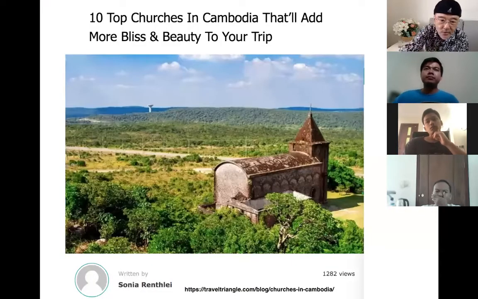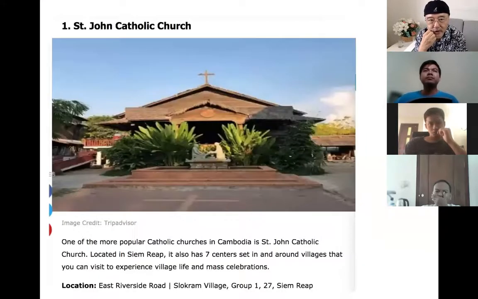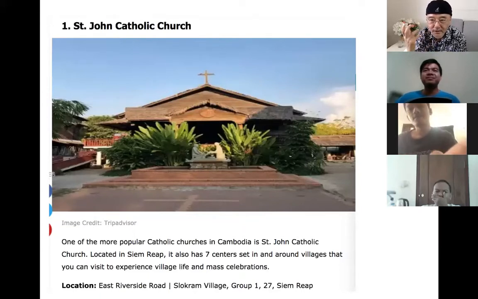And someone, Sonia Rentilai, wrote 10 top churches in Cambodia that will add more bliss and beauty to your trip. I said, wow, 10 top churches in Cambodia. First, St. John Catholic Church, East Riverside Road, Siem Reap. Have you been there? It's a Catholic church. Of course, we're Protestants, so you don't go to Catholic church, but still.